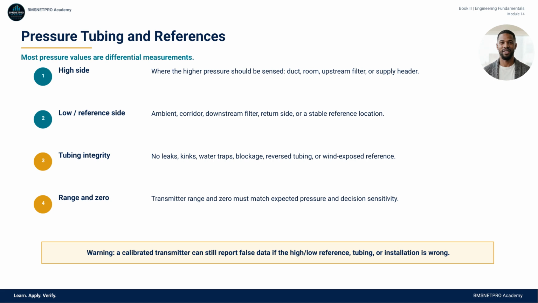Most BAS pressure values are differential measurements. Duct static pressure, filter pressure drop, hydronic differential pressure, and room pressure all compare one location to another. That means the reference is part of the measurement. If the high and low sides are reversed, if tubing leaks, if a line fills with water, or if the reference is exposed to wind, the value can be false. Do not stop at transmitter calibration. Verify the tubing path, reference location, range, zero, and the physical condition being measured.